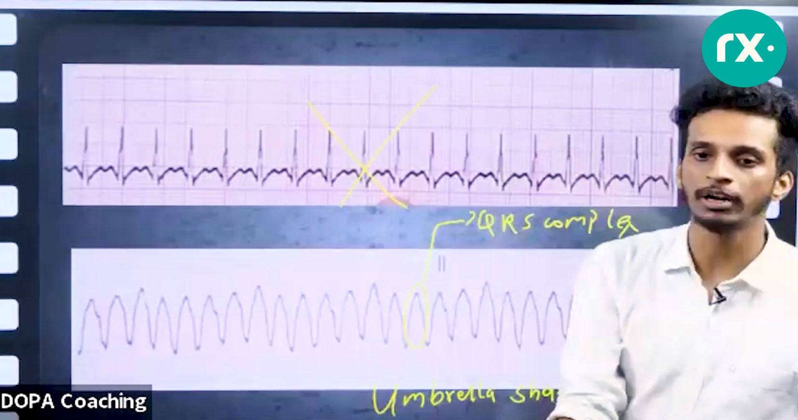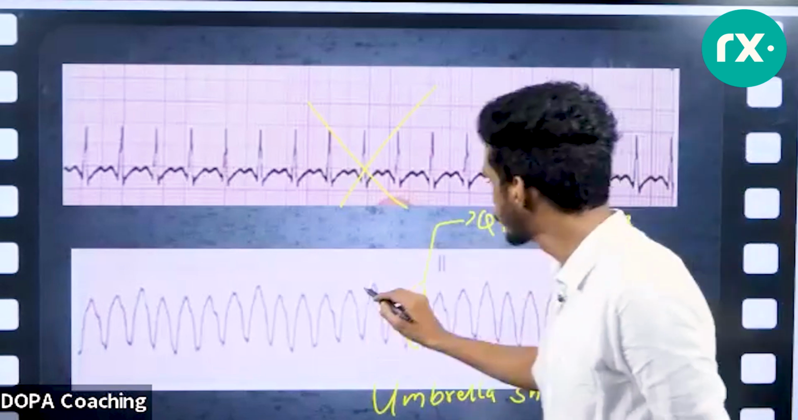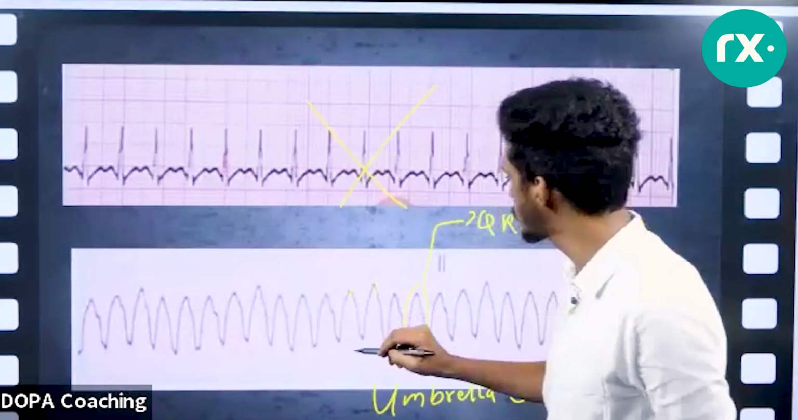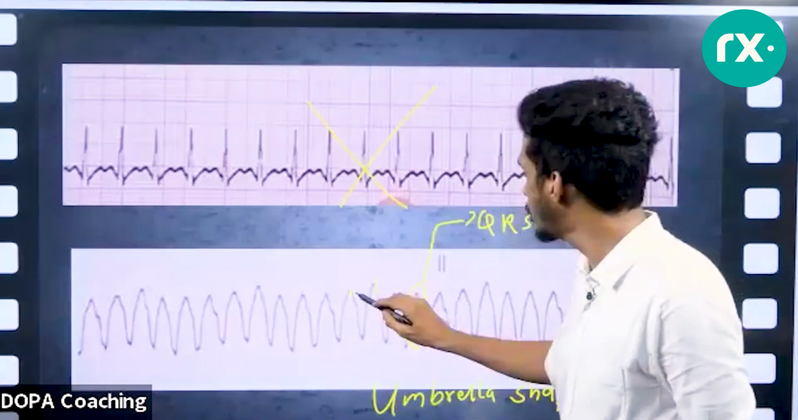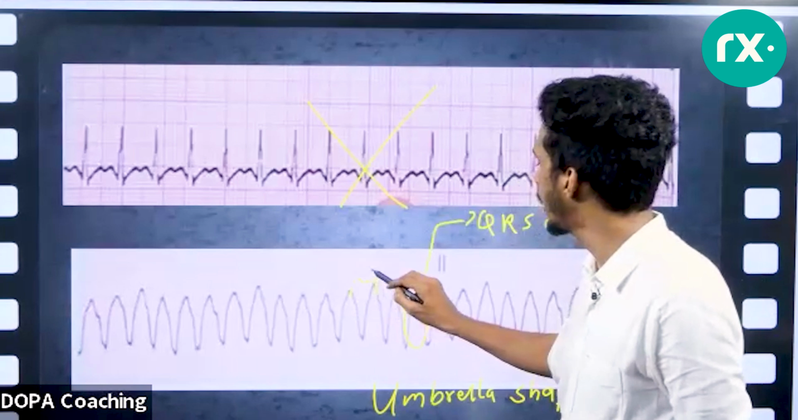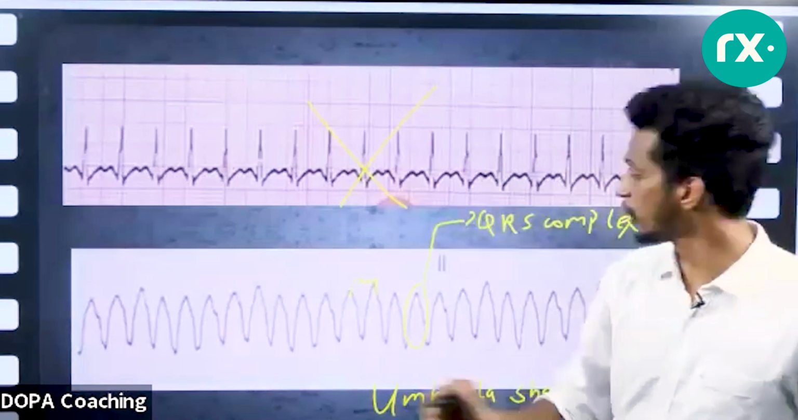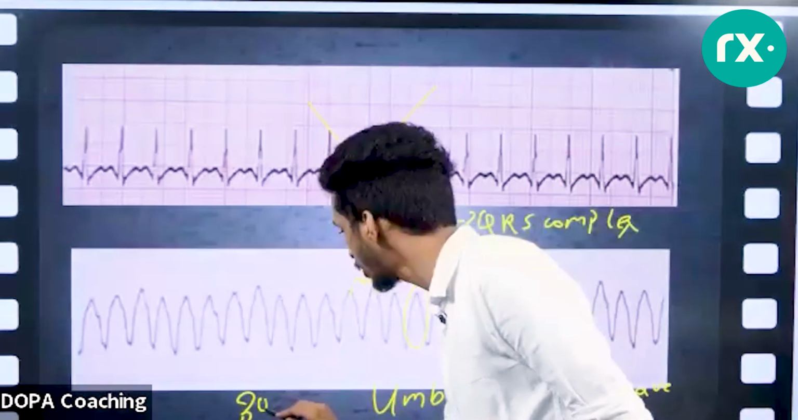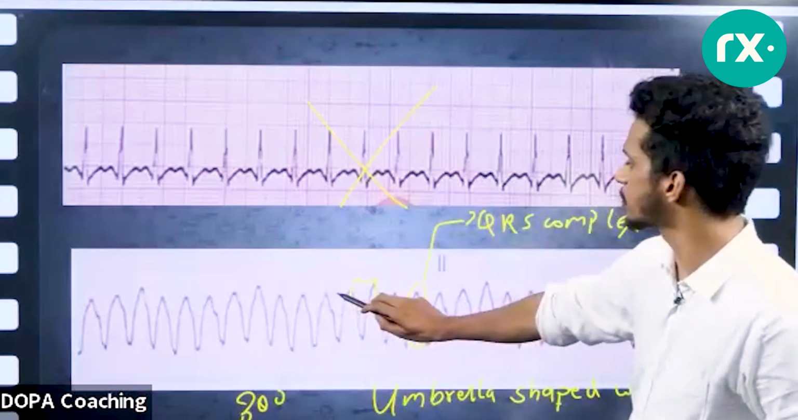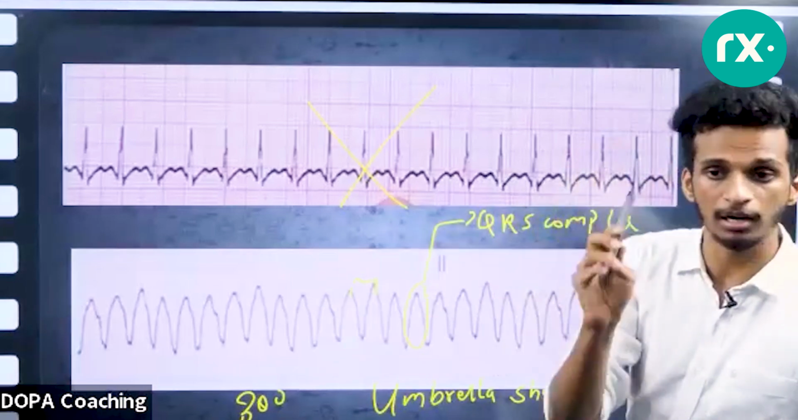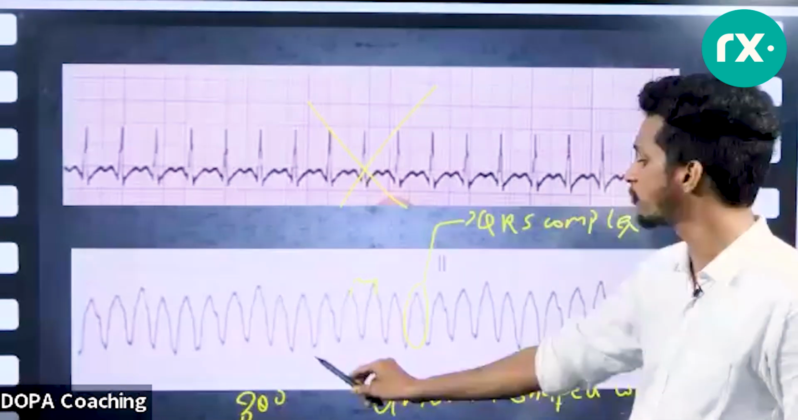Why do I call it ventricular tachycardia? This is the first R wave, this is the second R wave. Between two R waves, I hardly have one large square here. So the rate here is around 300, because between every successive R wave I have just one large square.